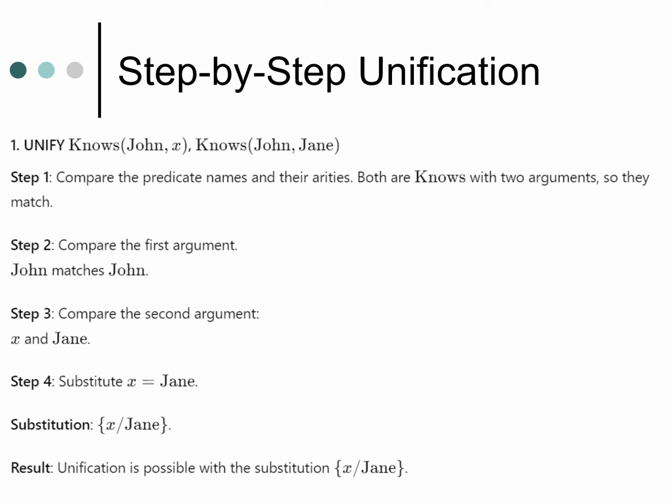So, in step 2, as in the previous slide on implementation of unification, we have seen that we have to add X by Jan to the substitution set. We have already initialized the substitution set. There is nothing in the substitution set. Now we are adding X by Jan to the substitution set. With the substitution of X by Jan, the unification is possible for this sentence.